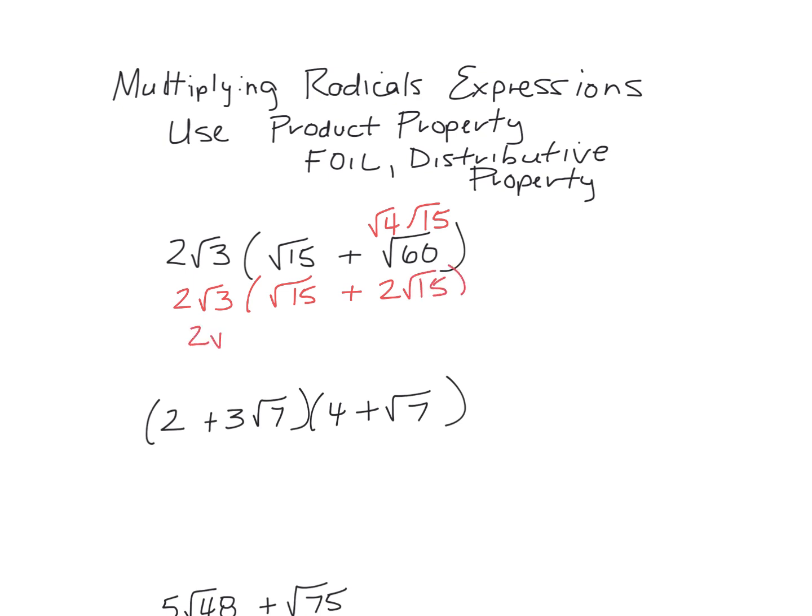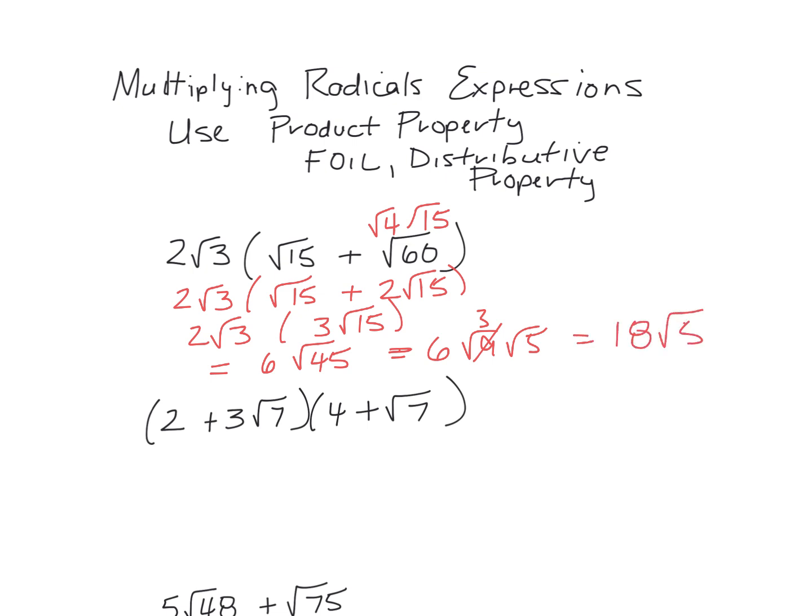So now, on the inside, I do have like terms. I could combine those to be 3 root 15. And now when I multiply these, I would get 6 root 45, because root 3 times root 15 is root 45. Then I could break this up into 9 and 5, and this 9 is 3. So I end up with 18 root 5. Lots of different ways you could do this.